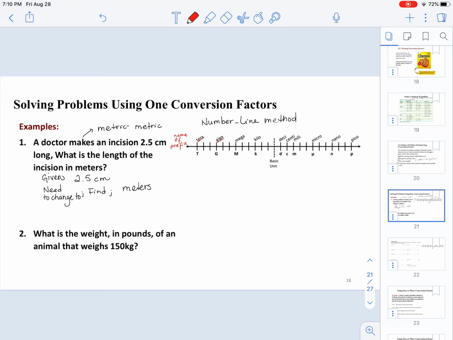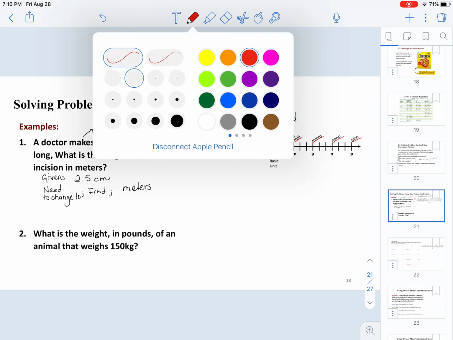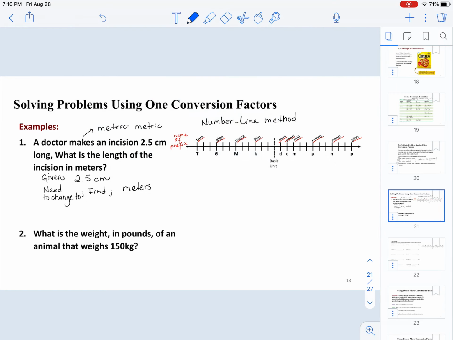As you can see, tera, giga, mega, kilo, deci, centi, milli, micro, nano, pico. Okay? In the bottom, we have the symbol for those prefixes. Capital T for tera, capital G for giga, capital M for mega, small case k for kilo, small case d for deci, small case c for centi, small case m for milli, the micro unit, or remember micro can be mc, the small letter n for nano, and the small case p for pico. Okay, that's what we have there.